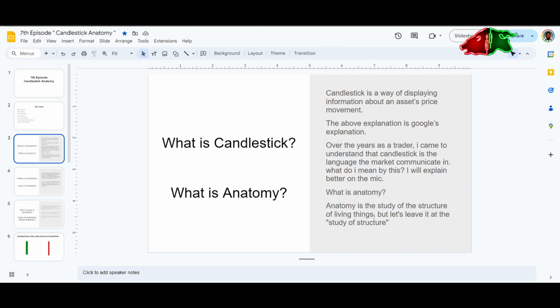Got this one too from Google, and it's correct. Anatomy is the study of human body or anything, but now they said it is the study of structure, the study of the structure of living things. Now let's put it into combined term. What is candlestick anatomy? Candlestick anatomy is the study of the structure of candlesticks.